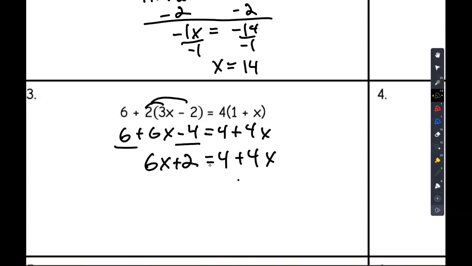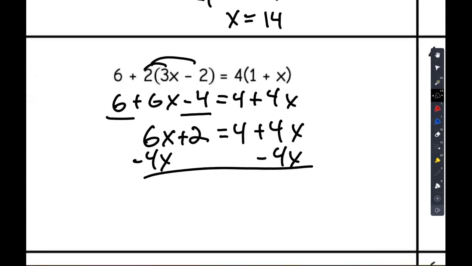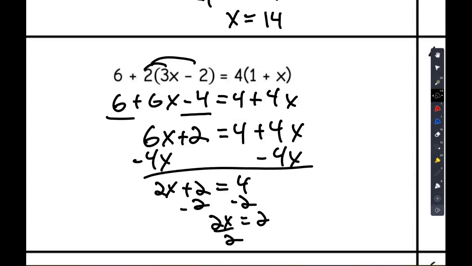We're going to move the letters to the left. Subtract 4x on both sides. We got 2x plus 2 is equal to 4. Subtract 2 on both sides. 2x is equal to 2. Divide by 2. And x is equal to 1. All right. Running out of time here. One more.